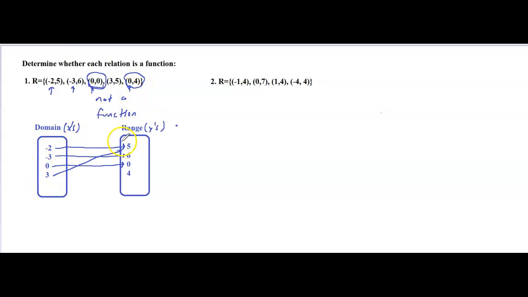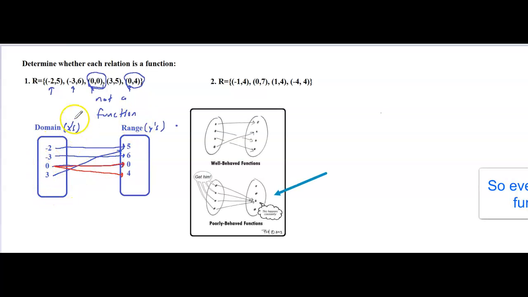But here's where the problem happens. We have 0 also being matched with the 4. So let me put that in red. So this is the problem, is that 0 is with both 0 and 4. And I want to reiterate again, there's no problem that 5 in the range is mapped with both -2 and 3. Y's can have multiple x's. It's x's that can only have one y.